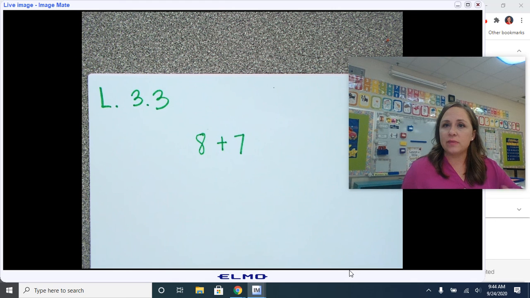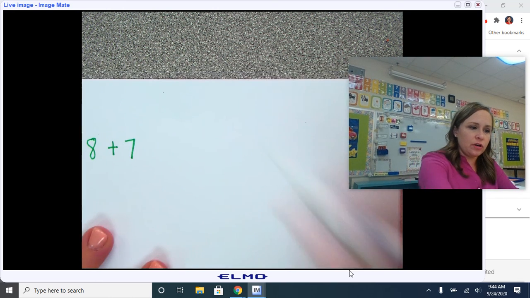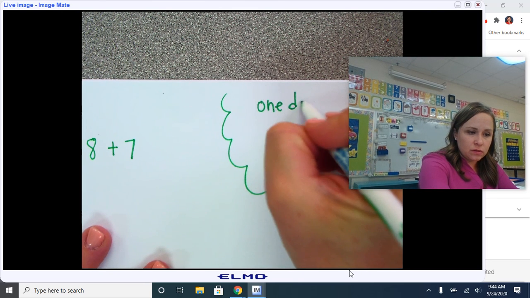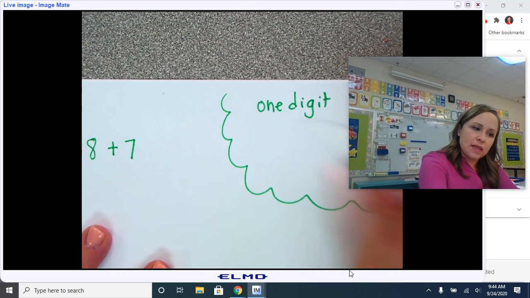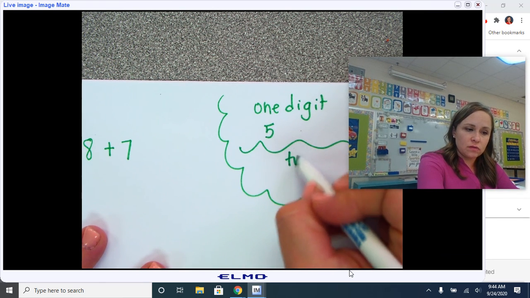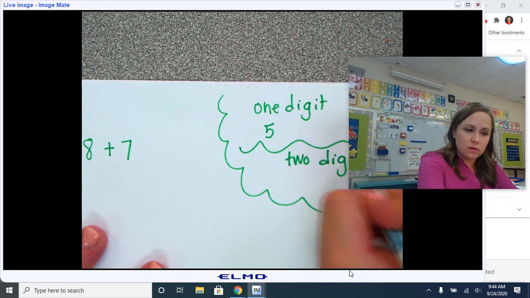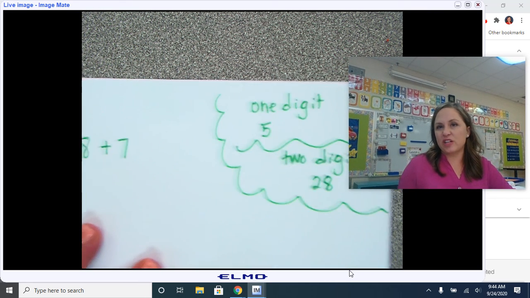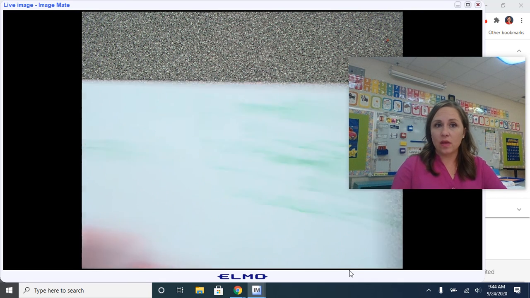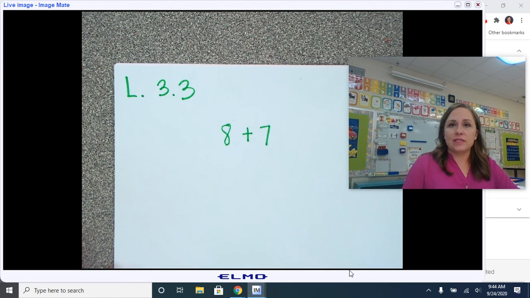Most of them are going to be numbers that are one digit. One digit just means that there's only one number in each number. So let's look over here, kind of as a side note. One digit would be like 5, and then two digit is like 28, when you have two numbers making up one number. All right, so 8 plus 7.